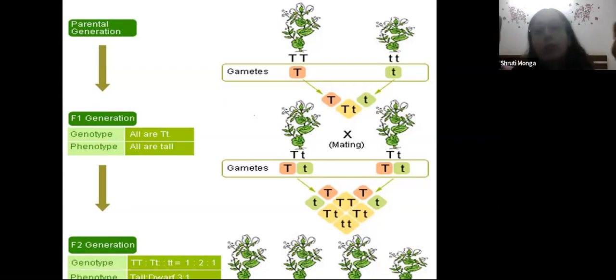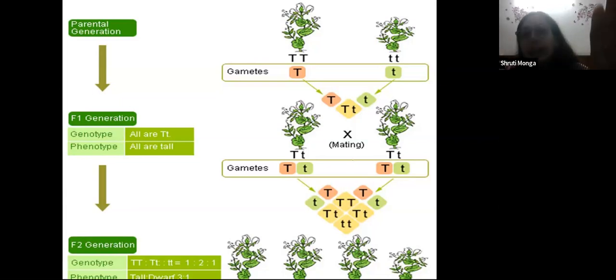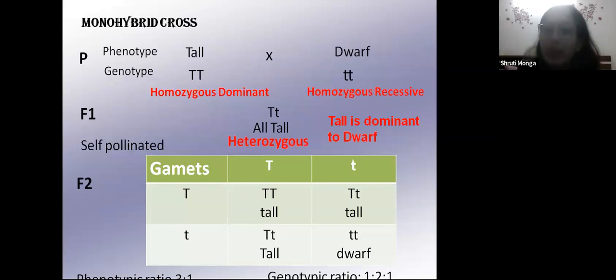We are studying the monohybrid cross first, in which Mendel considered only one type of character in the pea plant, that is height. He was trying to see the inheritance pattern of the pea plants in terms of their height. So how did it happen? First, I will explain with this, and you will draw this. Just a second.